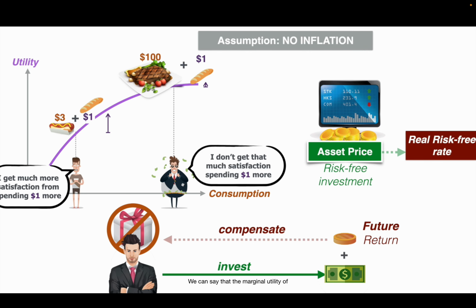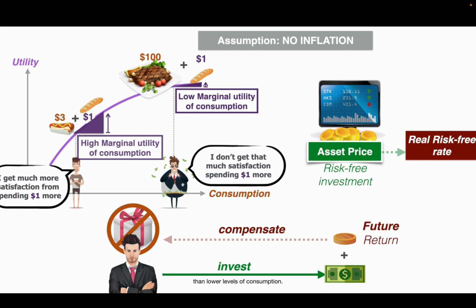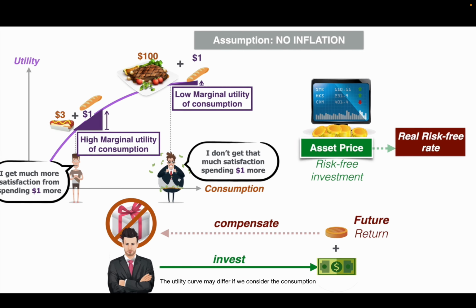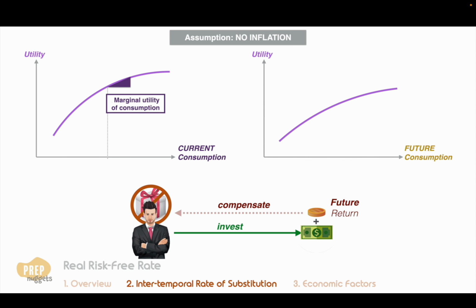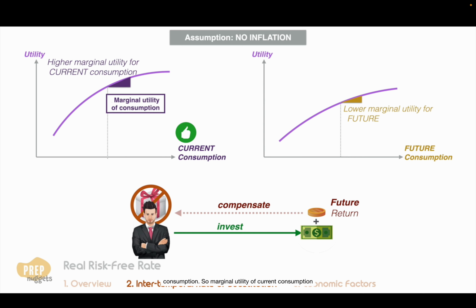We can say that the marginal utility of consumption at higher levels of consumption is lower than at lower levels of consumption. The utility curve may differ if we consider the consumption is to be made today or in the future. All things equal, humans always prefer current consumption, so marginal utility of current consumption should be higher than the marginal utility of future consumption.